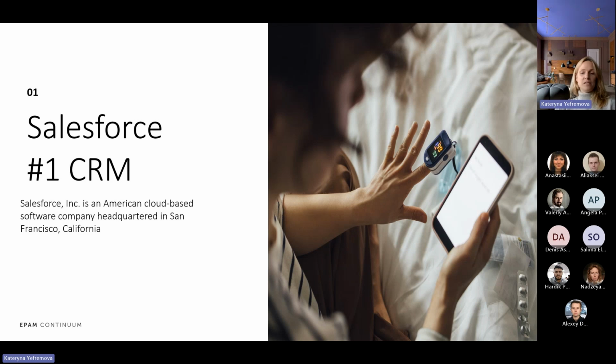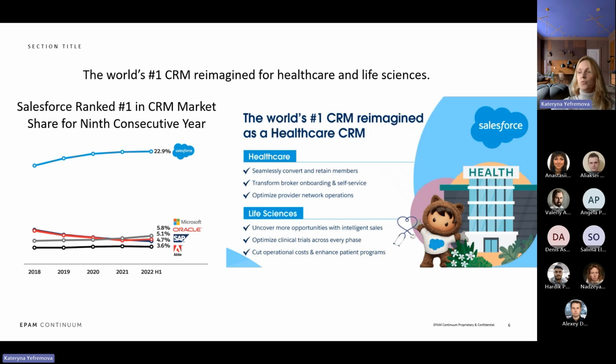I don't think I would be the first person to tell you that Salesforce is the number 1 CRM worldwide, an American cloud-based software company. But probably I would be the first to tell you that Salesforce is actually the world's number 1 CRM for healthcare and life science. They already have a Healthcare Cloud, and now they have also announced Life Science Cloud.